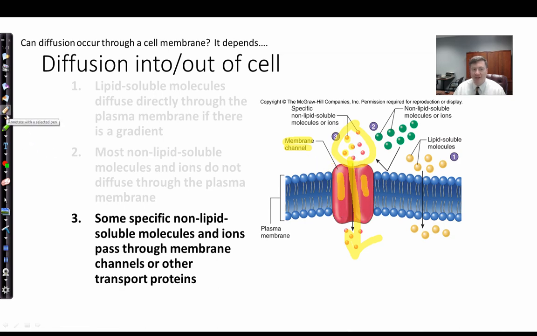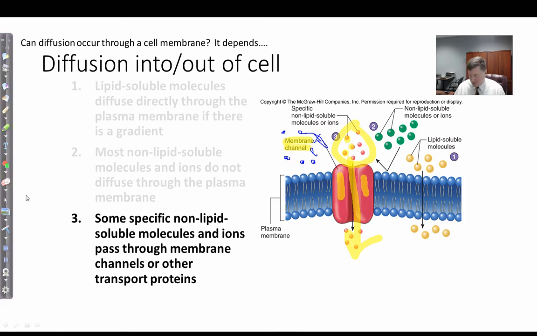pass through. Now, if I have some different particles, let's say I've got some blue ones here, these blue ones are not going to be allowed to pass through because they're not going to have the right shape. And so they can't pass through there because the protein won't let them. Once again, the cell membrane is selectively permeable.